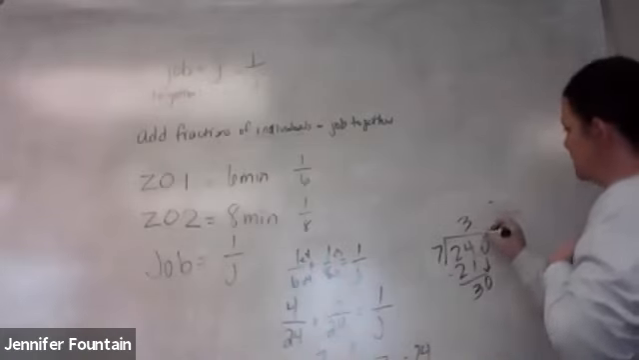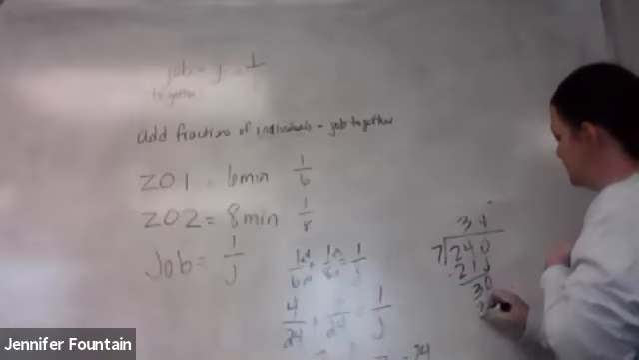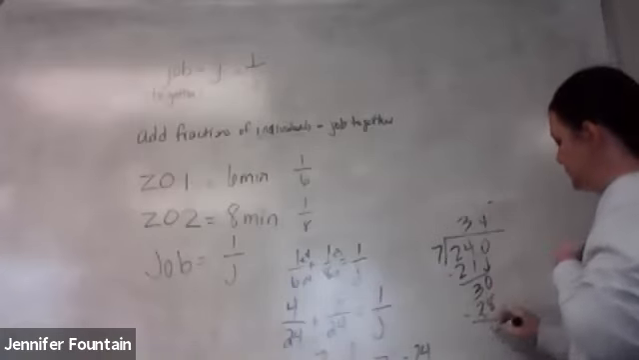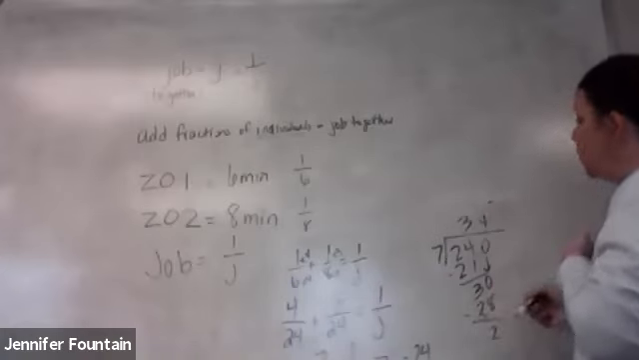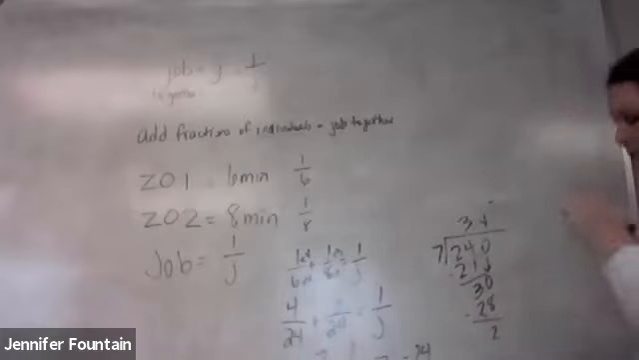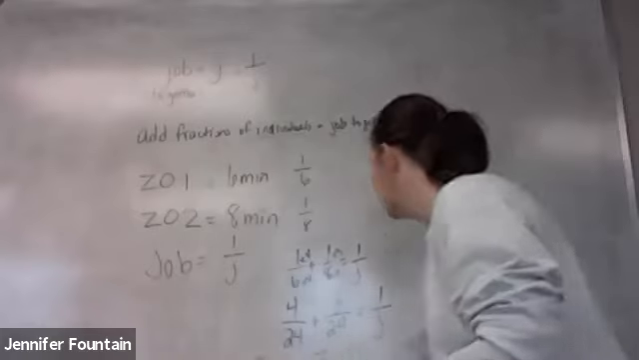7 will go into 30 4 times. That'll be 28. That'll be a 2. Or like the book did. So basically, let me back up for a minute.